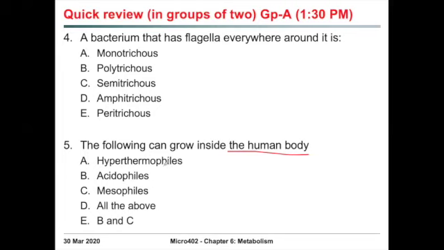Is it hyperthermophiles? They need 90 degrees to grow. Do we have 90 degrees in our body? Of course not. So this is wrong. Acidophiles, is there a place in our body where acidophiles can grow? Yes, the stomach. Mesophiles, what does it mean? They need 37 degree temperature. What's our temperature? 37. So this is right too. So the answer is B and C. It's not all the above, and it is E.